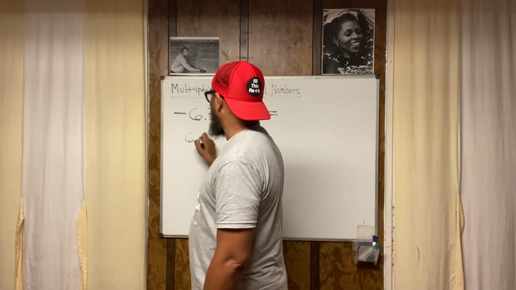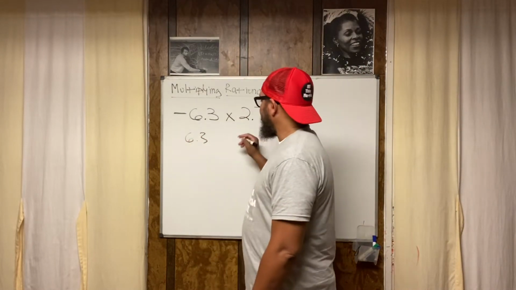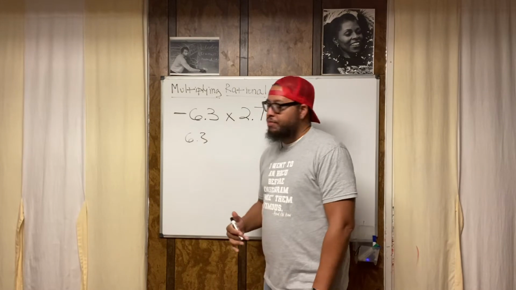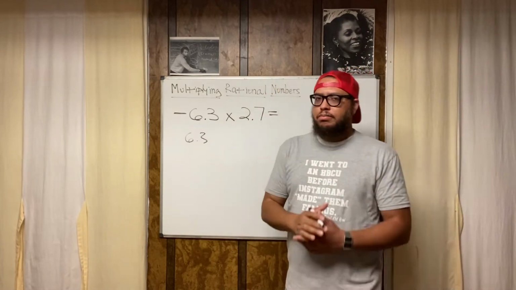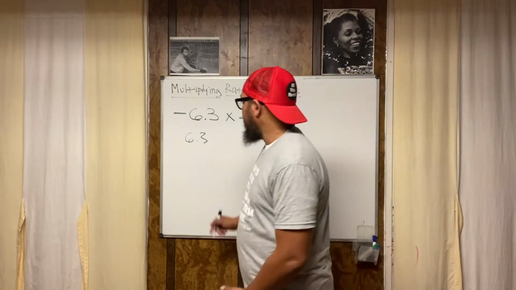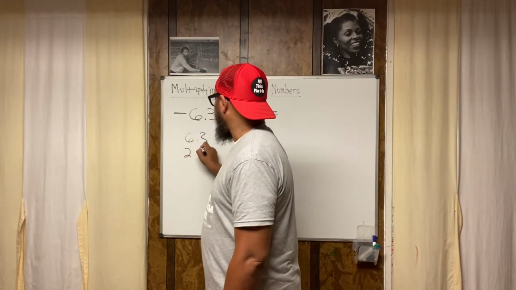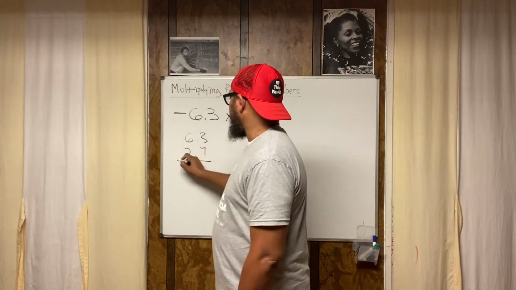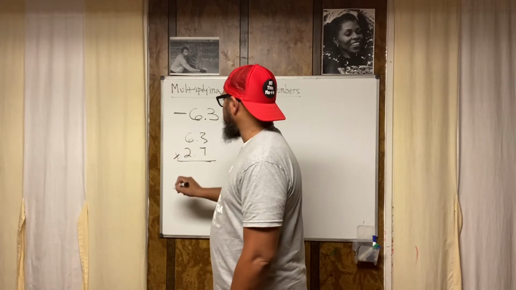So let's just rewrite it. Let's just do 6.3 right there. Put the 2.7 underneath of it. When you're multiplying decimals, the decimal points don't have to line up. This is kind of just a coincidence, right? So I got 6.3 and I got 2.7. Draw my line. Put the multiplication sign right there.